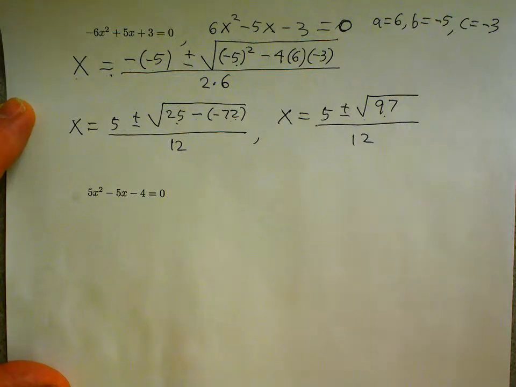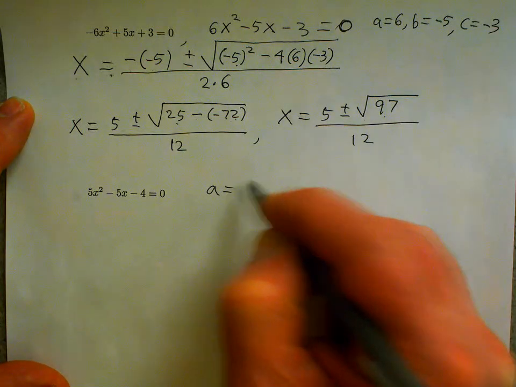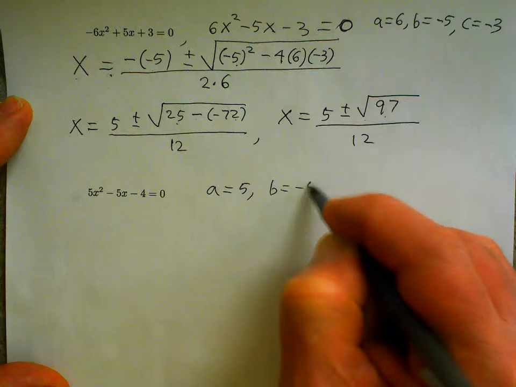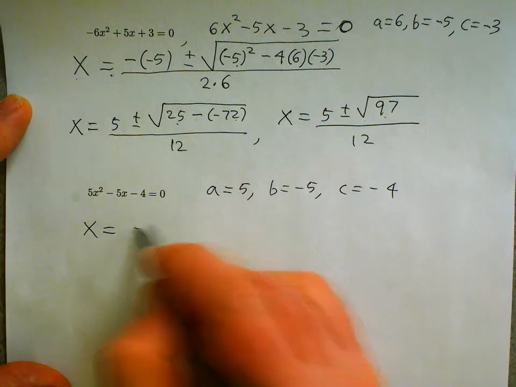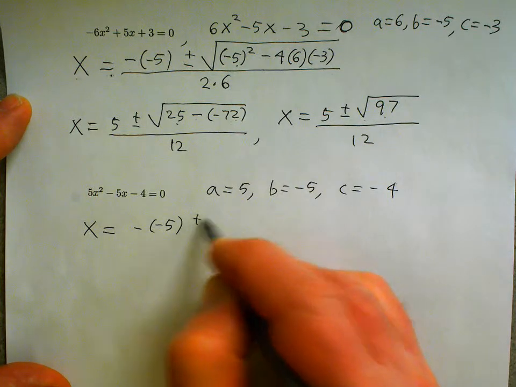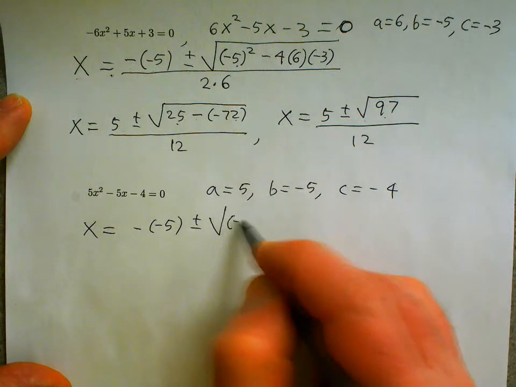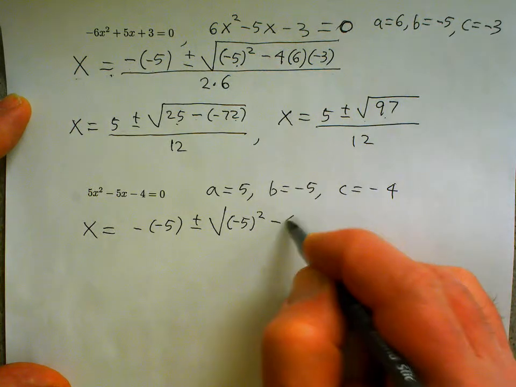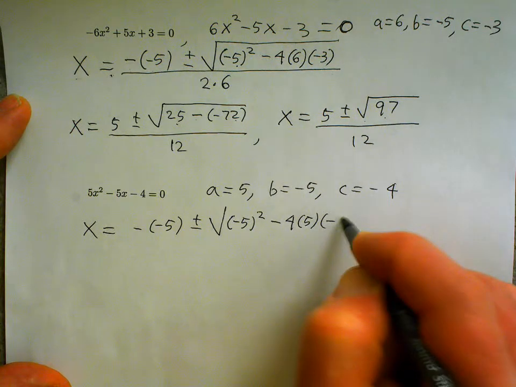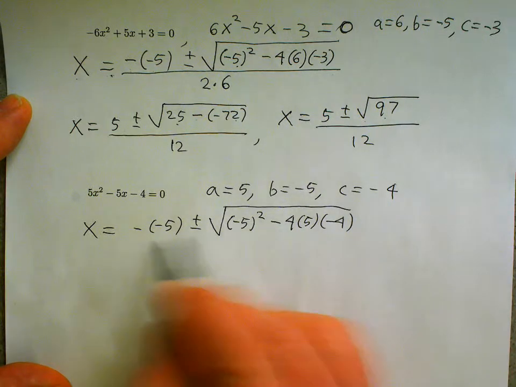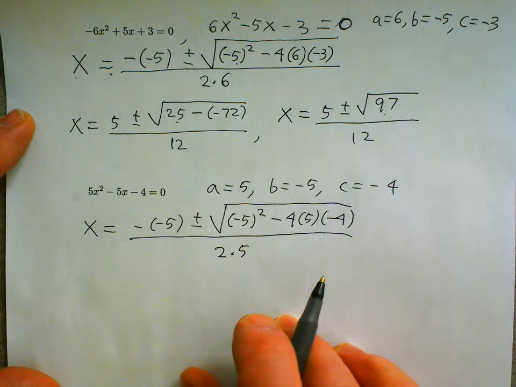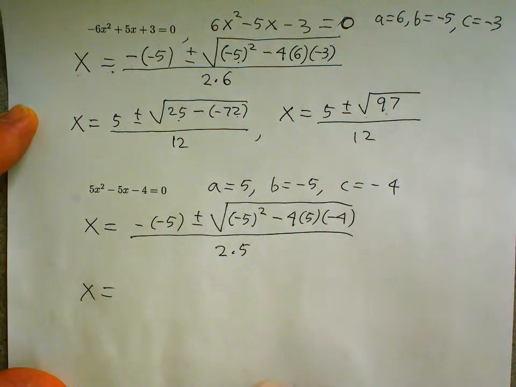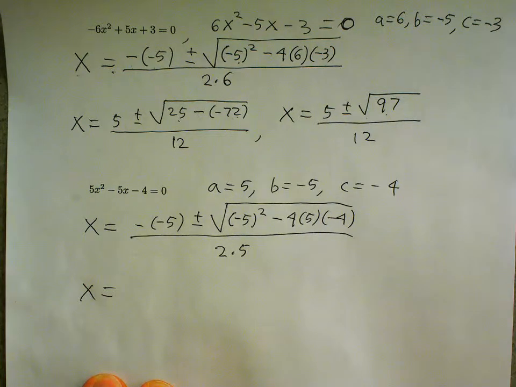Okay, there are 30 seconds left in class. A is 5, B is -5, C is -4. So x equals the negative of -5 plus and minus the square root of the number -5 squared minus 4 times 5 times -4, all divided by 2 times 5. And we're out of time. So we'll do more of these problems tomorrow from section 9.3.